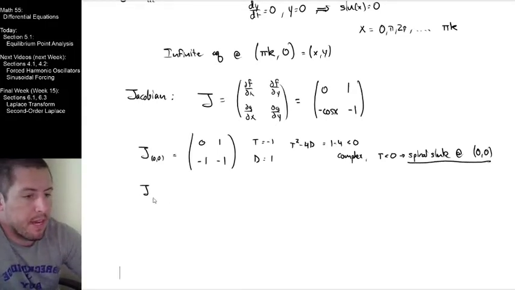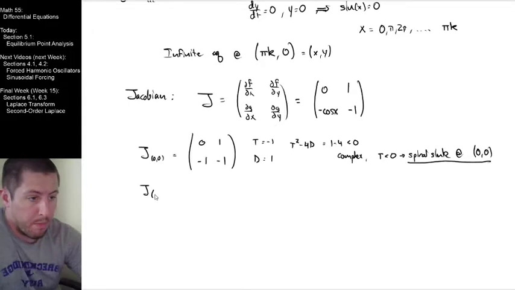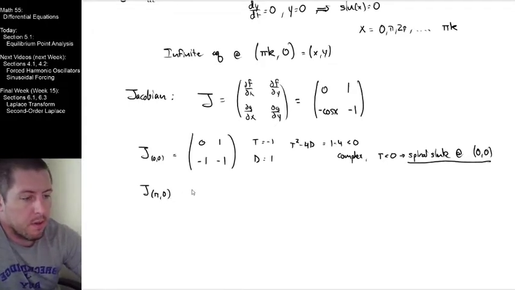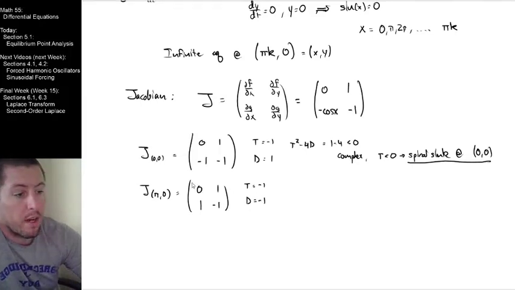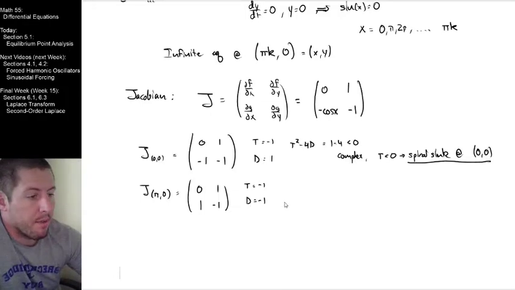Now, what's happening at the next one here? Our next one would be at pi, comma, 0. And here I can see that we're going to get a 0, a 1. Now when I plug in pi here, we get negative 1 from cosine, so we're actually going to get a positive 1 in that lower left. Here my trace is still negative 1, but now my determinant is also negative 1 because we're getting 0 minus 1. And so now I'm seeing here that because my determinant is negative, we're just getting a saddle at pi, 0.